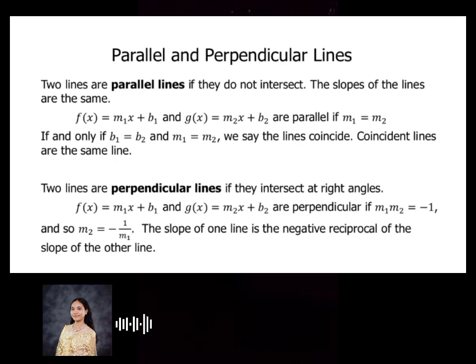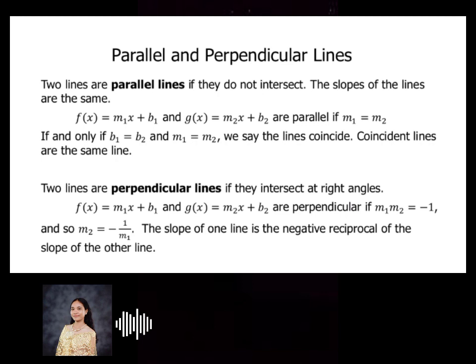Parallel and perpendicular lines. Two lines are parallel lines if they do not intersect. The slopes of the lines are the same. f of x equals m sub 1 x plus b sub 1 and g of x equals m sub 2 x plus b sub 2 are parallel if m sub 1 equals m sub 2. If and only if b sub 1 equals b sub 2 and m sub 1 equals m sub 2, we say the lines coincide. Coincident lines are the same lines.